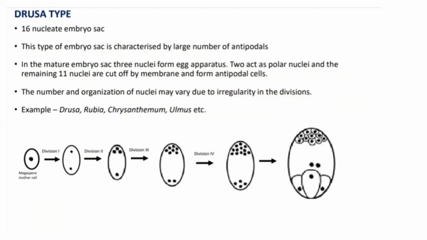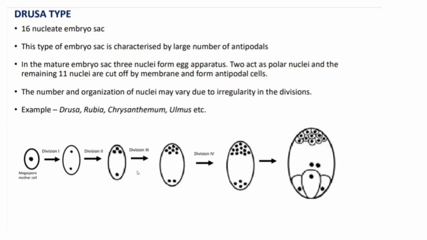The next one is the Drusa type. The Drusa type is also known as 3 + 2 + 11, a 16-nucleate embryo sac. This type of embryo sac is found in Drusa oppositifolia. The nucleus of the megaspore mother cell undergoes meiotic division and 4 haploid nuclei are formed. Out of these, 1 nucleus shifts to the micropylar end and the other 3 to the chalazal end.